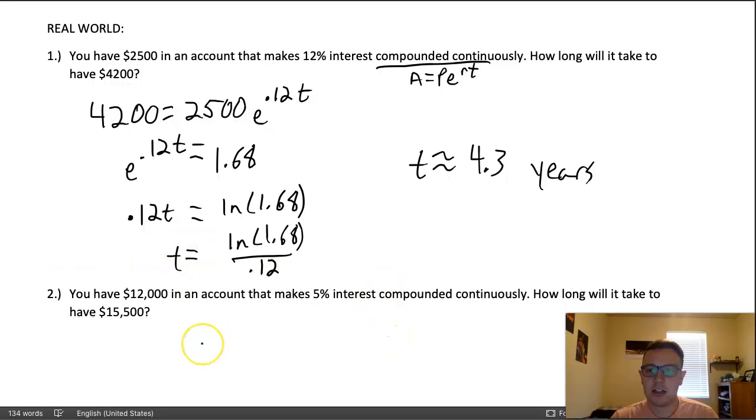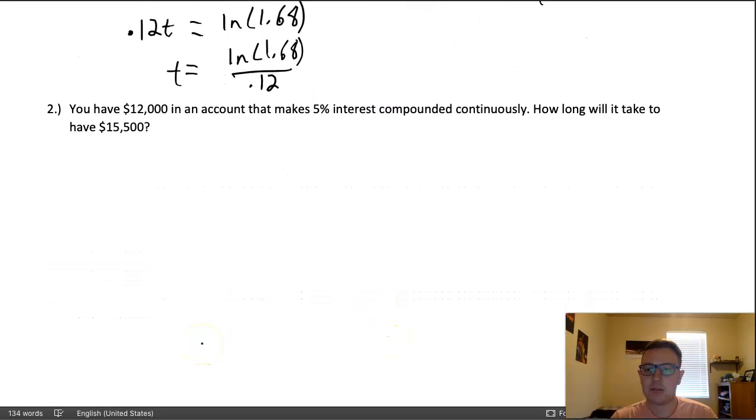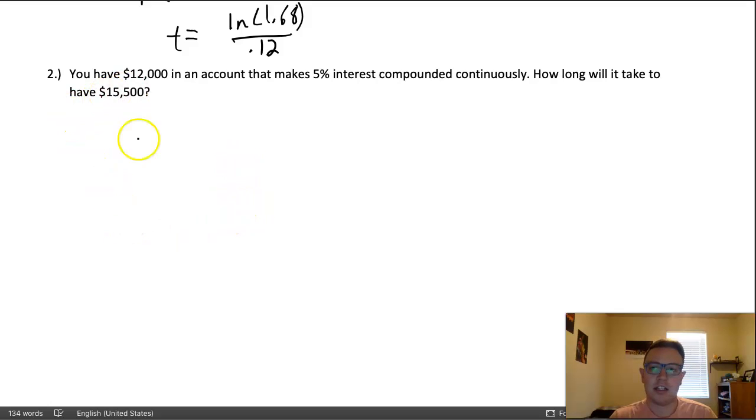We have one more here, which you can do. Make sure you're comfortable with it. However, that's all we're going to do for today's lesson. Natural logs is very much the same as solving with logarithms, except for now we're dealing with log base e.